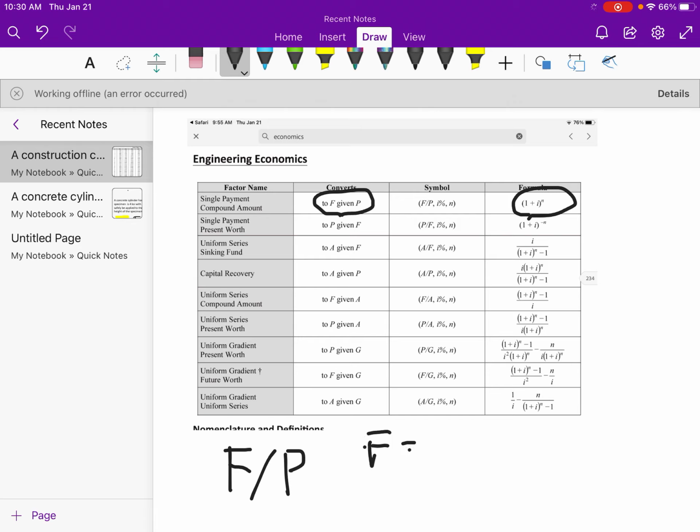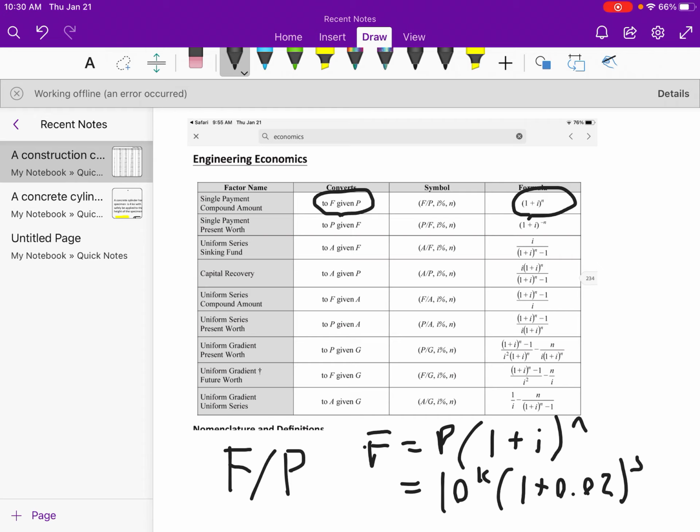So the future value is going to equal the present value times 1 plus i to the n, which equals 10K times 1 plus 0.02 to the nth power, which is 5. Sorry, the stylus is a little bit hard to write with.